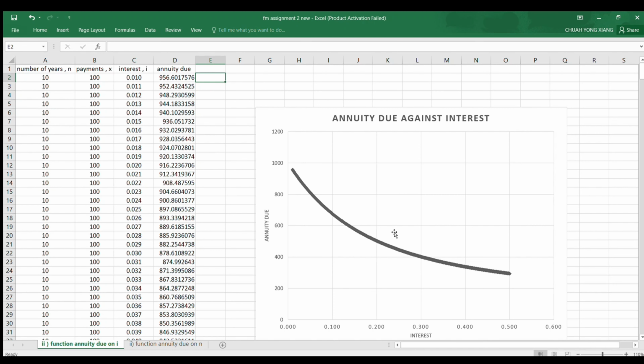From the data here, we can also construct a graph of annuity yield against the interest. As we can observe here, as the interest increases, the annuity yield decreases. This is because when the interest is higher and we discount back to the present value, or when we want to find the annuity yield, the value will definitely be lower due to the higher interest.